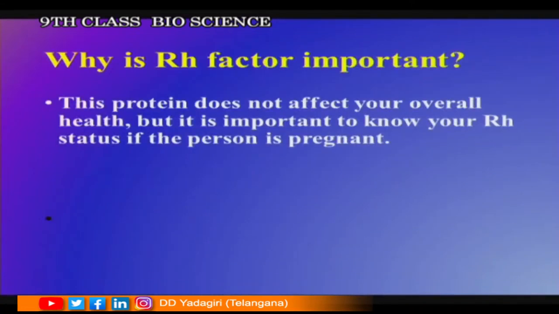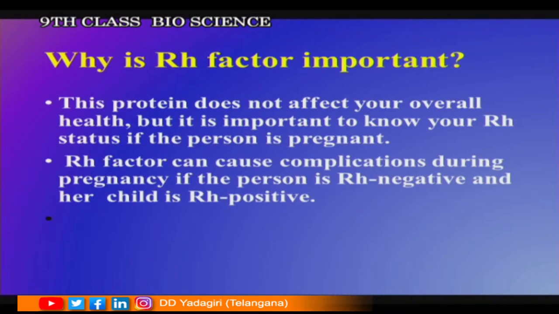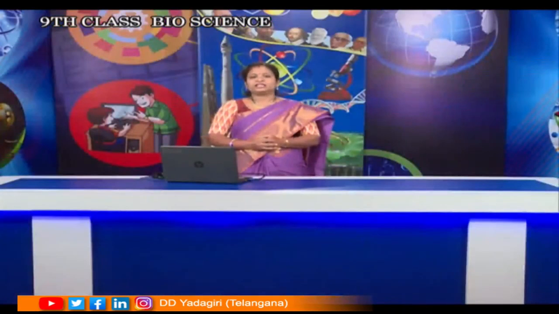Why is it important, children? Yes, it is very important mainly for pregnant ladies, because if the child gets RH protein from the father and the mother is RH negative, then the antigen antibody reaction takes place. The mother's body will feel that the child is a foreign body and agglutination takes place there, and this causes damage to the child, and that is why this test is done for almost all pregnant ladies.